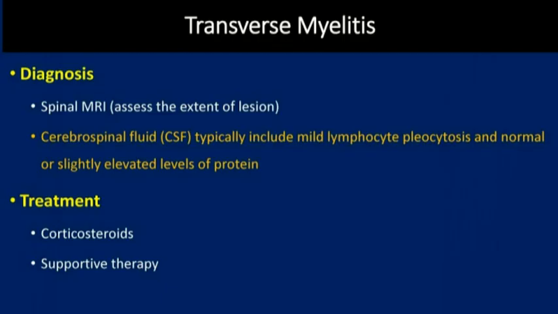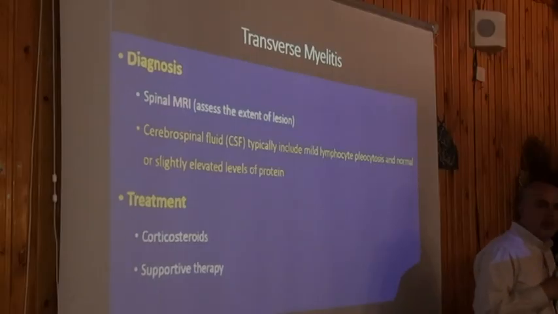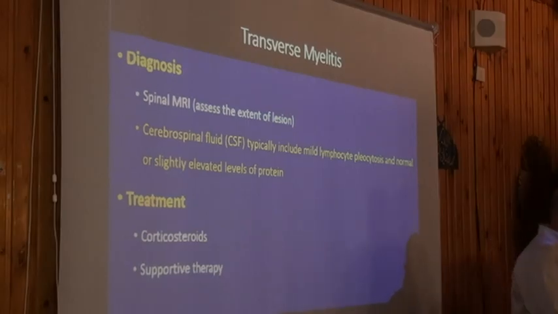Two points to differentiate: the sensory loss level in transverse myelitis, while in Guillain-Barré it is ascending and there is no sensory level. They may have paresthesia, abnormal sensation, but still they feel and there is no sensory level. Yes, no sensory level in Guillain-Barré but ascending paralysis. Exactly. And the treatment is corticosteroid.